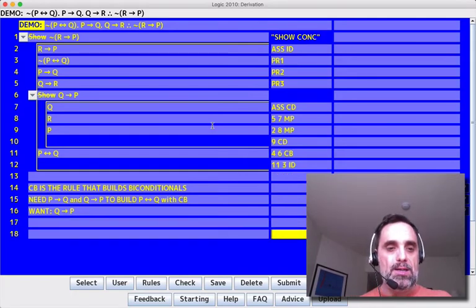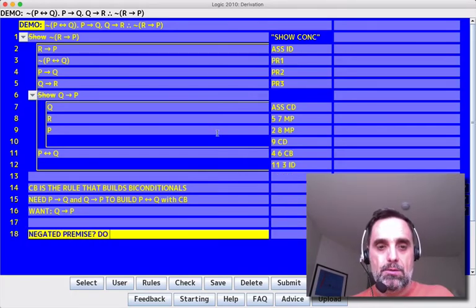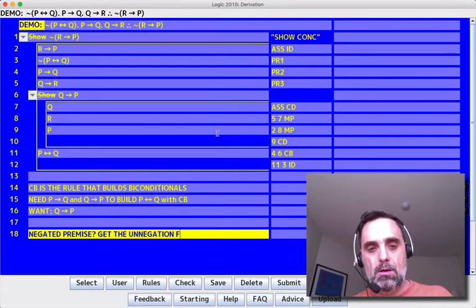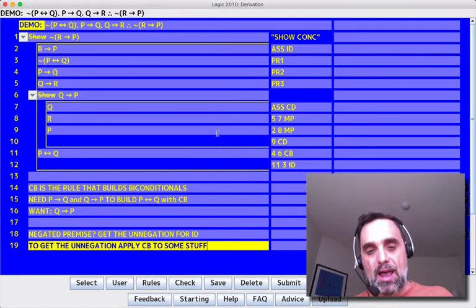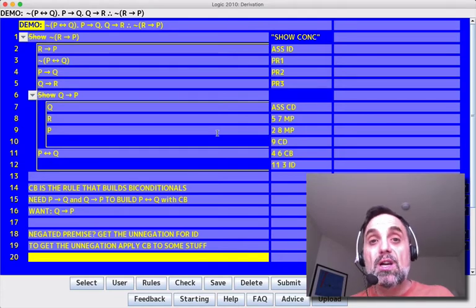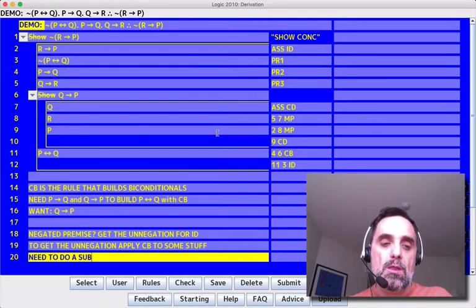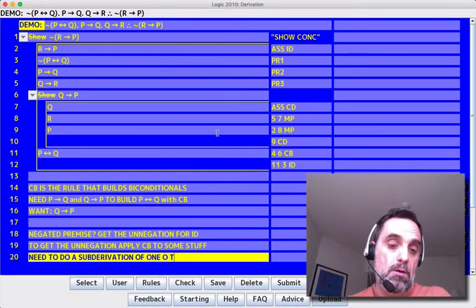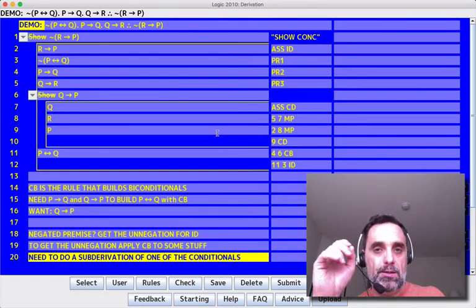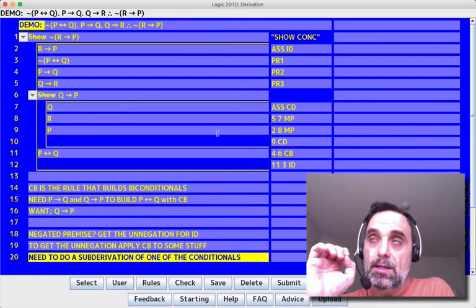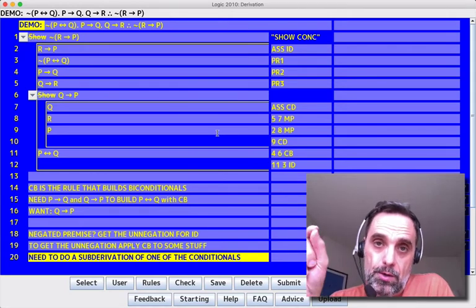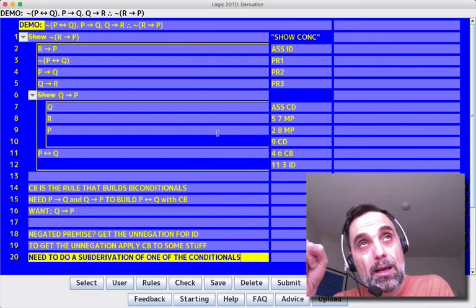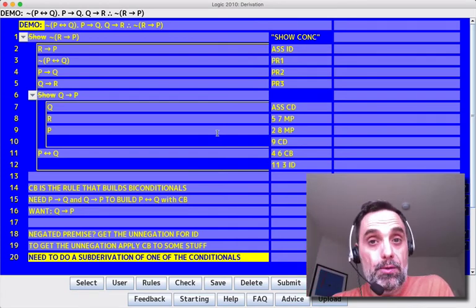So, same basic idea. We have a negated premise. Get the unnegation for ID. To get the unnegation, in this case, you apply CB to some stuff. And in this case, to get the stuff, you need to do a subderivation of that stuff. Okay. So the fundamental idea is if you have a complex negation, get the unnegation for ID. The second idea is that may require doing a subderivation or it may require using your inference rule. So you need to know, okay, what do I need to get in order to apply the rule that will build the unnegation?